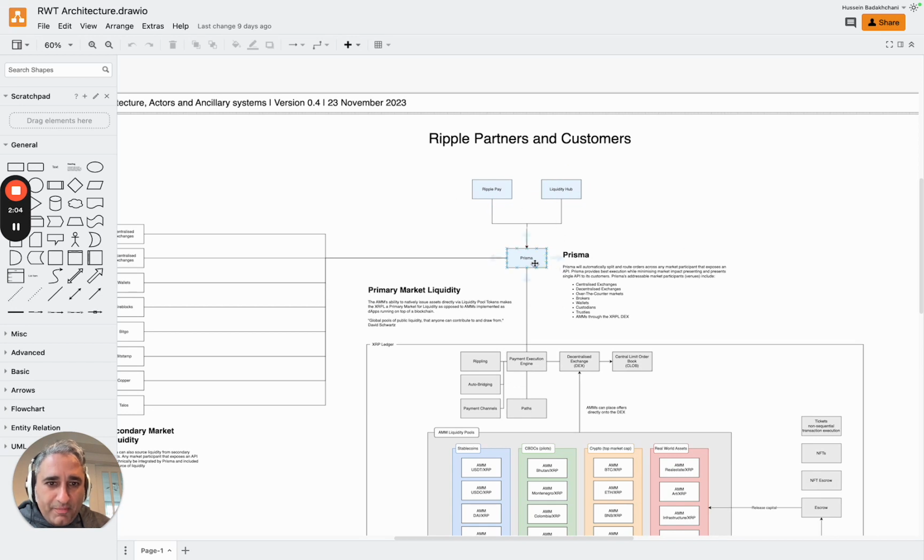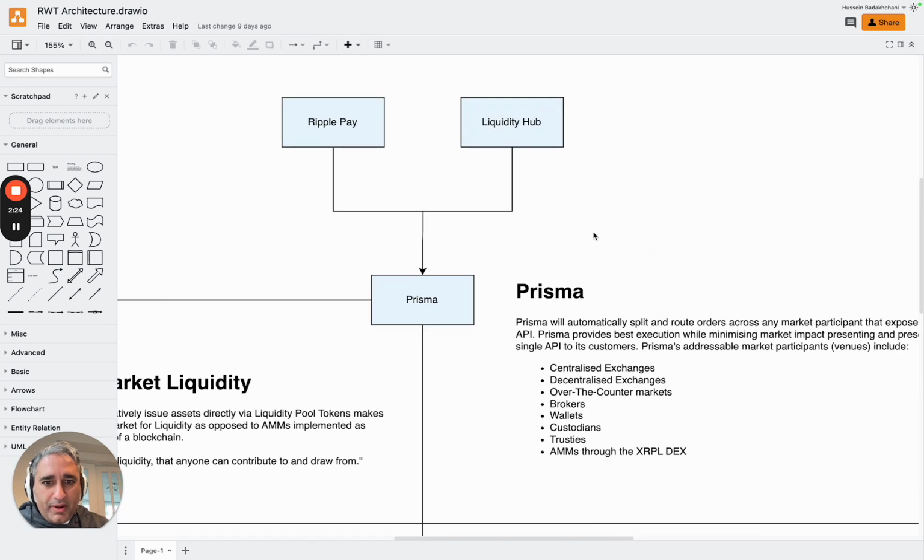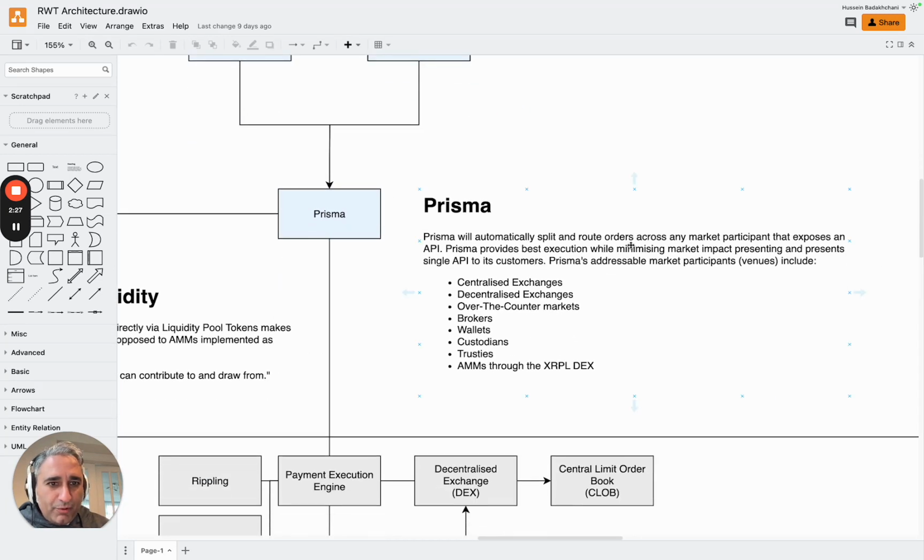And then we have Prisma. So these are three pieces of enterprise Ripple software. Prisma is deployed on cloud. I think ODL can be on-prem, but it may also be available as SaaS, software as a service. Same with Liquidity Hub, but I need to double check all of those things. So what is Prisma? Prisma will automatically split and route orders across any market participant that exposes an API. So Prisma provides best execution while minimizing market impact, and presents a single API to its customers.